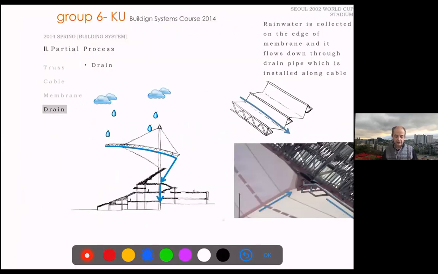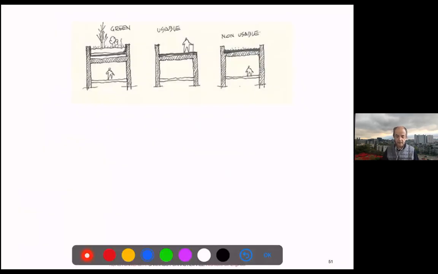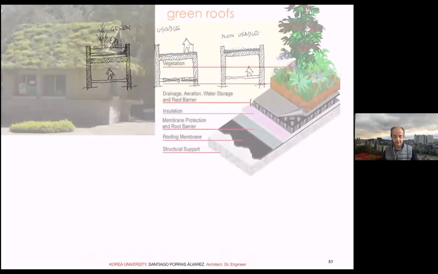But here the question is the difficulty we have with those pipes in the design, right? Then, of course, you can have a non-usable, usable, and green, and that will have different detailing and different problems. This is the best, probably most complex, and this is the easiest, cheapest to detail and to maintain.